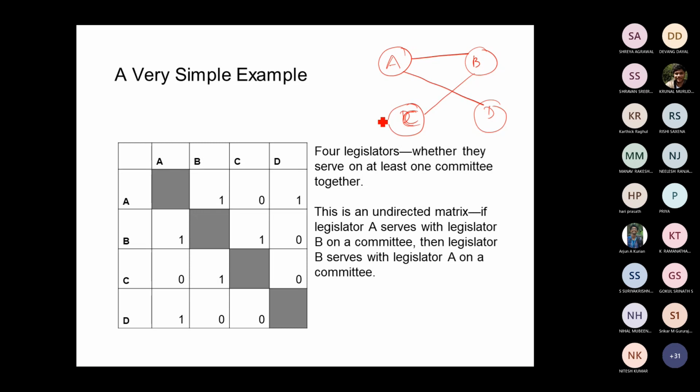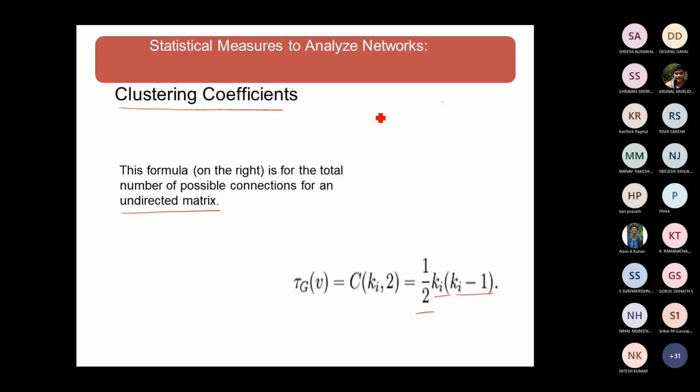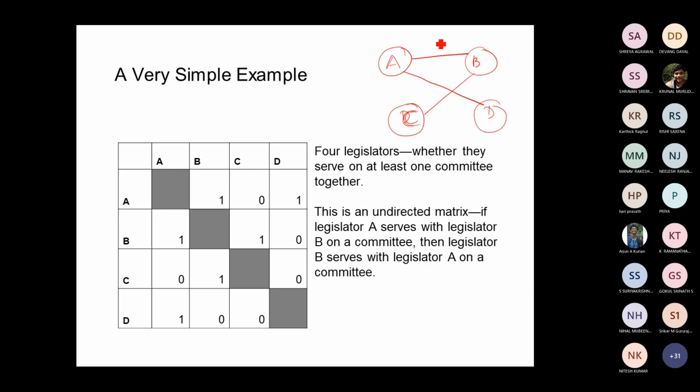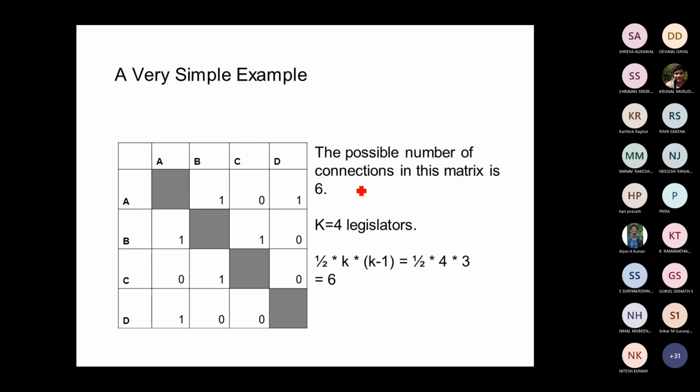So how can we find out the clustering coefficient for this network? It is nothing but the total number of possible connections that exist in our given network, so that they can be grouped into one. For each network, the first step is to identify the maximum possibility of connections that can exist in the given matrix.